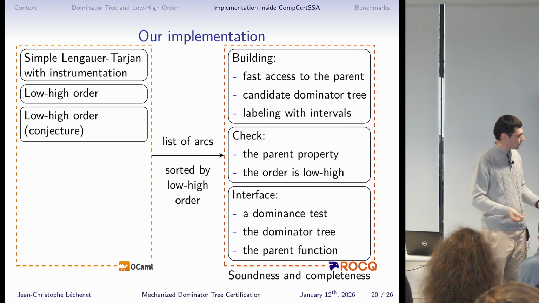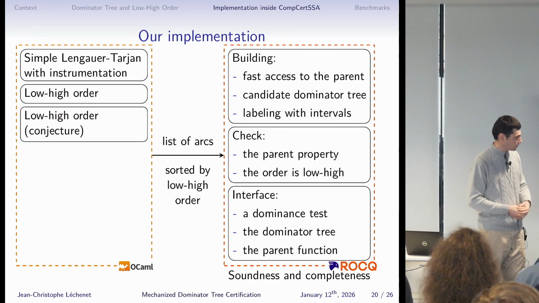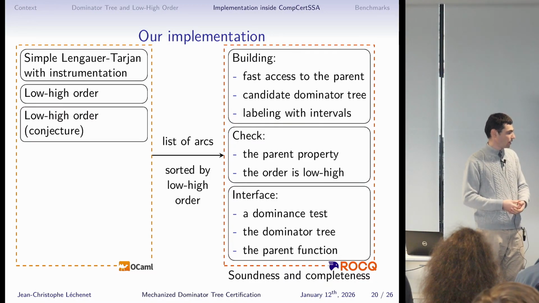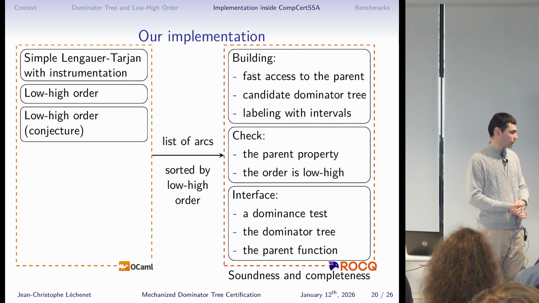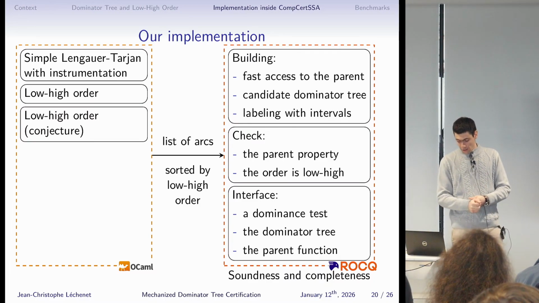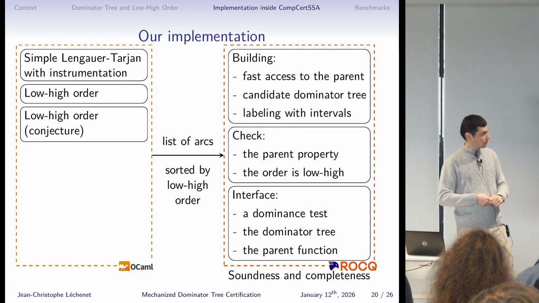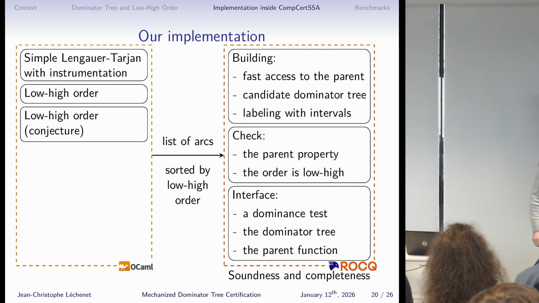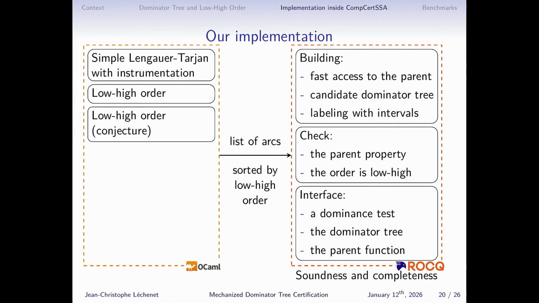We also put more things in the interface. So on top of this dominance test, we also expose now the dominator tree and the fast access to the parent. And now we can prove soundness and completeness. What is interesting is that actually these were already computed, but they were just used internally. And now we also expose them to the rest of the compiler.